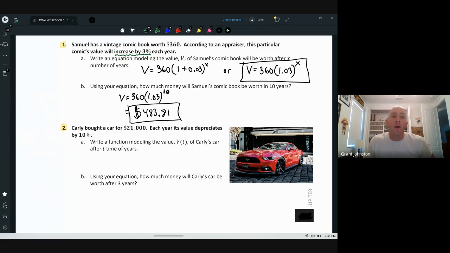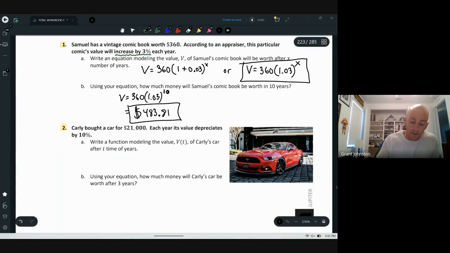Okay, let me show you number 2. Carly bought a car for $21,000. Each year, its value depreciates by 10%. Write a function modeling the value V of t of Carly's car after t time in years. All right, so I'm going to say V of t. Let me write it off to the left a little bit, actually. V of t equals 21,000.